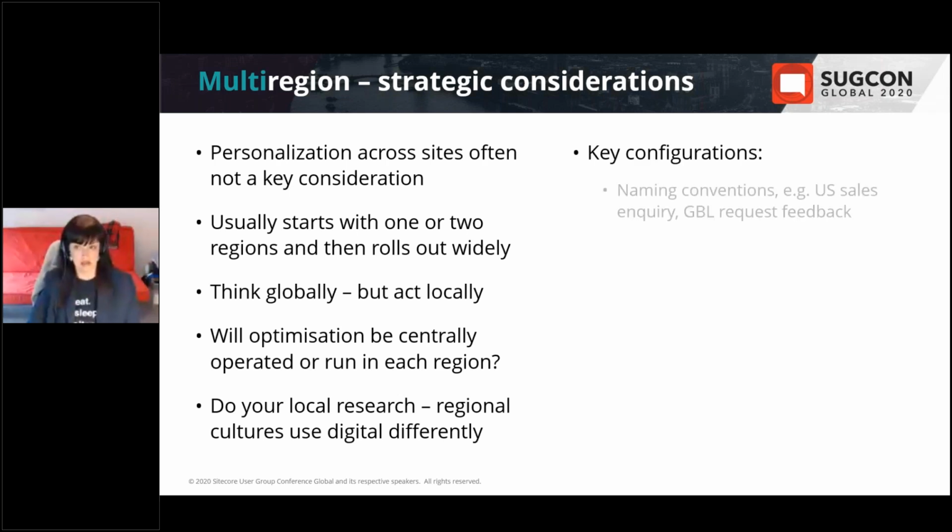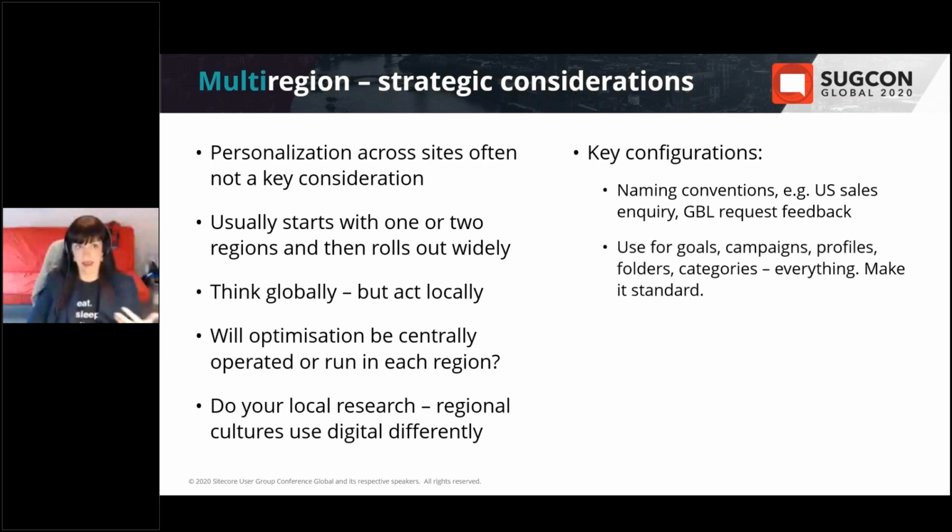And there are some key configurations for a multi-region. Firstly, naming conventions. Naming conventions are a fantastic thing to use, and this is just a case of creating a convention around an abbreviation that you put onto all of your marketing configurations to make it much easier to look for things. You would use this for goals, campaigns, profiles, folders, categories, basically everything. Make it a standard thing that everybody does. And then you want to use folders to make sure that your marketing control panel is organized. I'm going to get into naming conventions, folders, multiple EVS and stuff in the future.